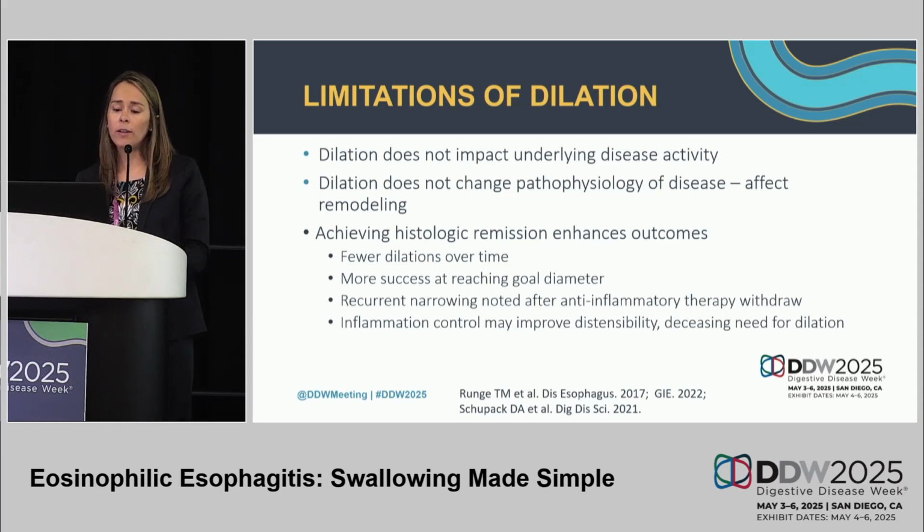And so achieving histologic remission has enhanced outcomes, and there are several studies that have shown this. One that showed fewer dilations over time when you had histologic remission, one that showed more success at reaching your goal diameter, another one that showed recurrent narrowing noted after anti-inflammatory therapy is withdrawn, and then of course more data to show that inflammation control may improve distensibility on EndoFLIP and decrease need for dilation.